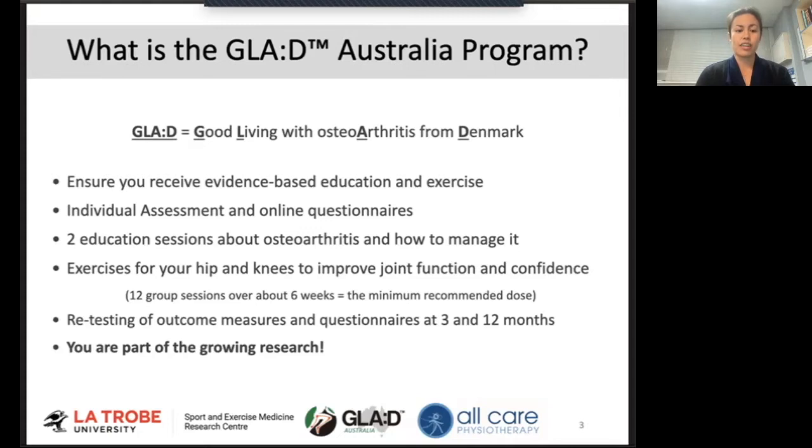The main part of GLAD is the exercise sessions, which are 12 supervised neuromuscular exercise sessions over approximately 6 weeks. And this is aimed to improve your joint function and confidence. We then retest your outcome measures that we tested initially with questionnaires and the physical function tests at 3 and 12 months. So you become part of the research for GLAD. So your data is collected before and after the program to continually contribute to research about how GLAD can be improved and to help improve funding from the government and private health funds to improve osteoarthritis care in Australia.